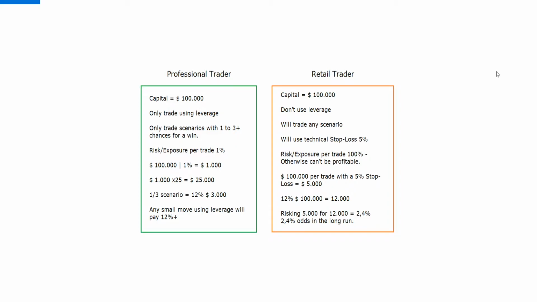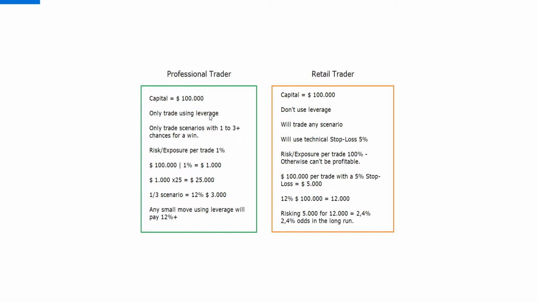So let's start again with our model. On the left, a professional trader or investor. Let's say his capital is $100,000. He only trades using leverage. So it's basically the exchange or the broker giving us money to use, to make profits or not. This is exactly the same way bankers or the smart money folks do their stuff.